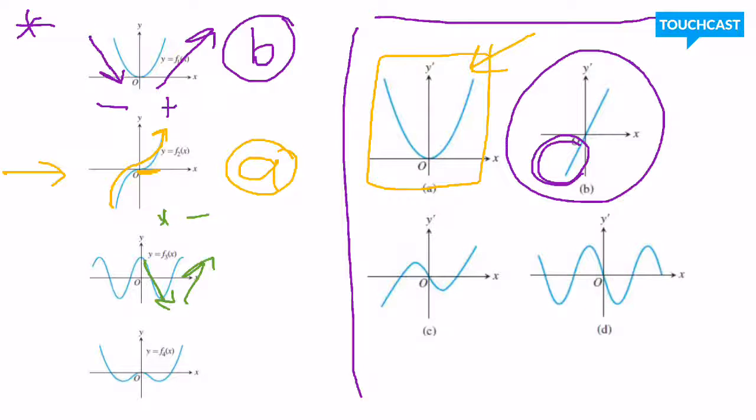So let's try this approach. We're going to look at this last function. I need a new color. This last function goes downhill, then uphill, then downhill, then uphill. That tells me my derivative to the left of x equals 0 should be negative, then positive, then negative, then positive.